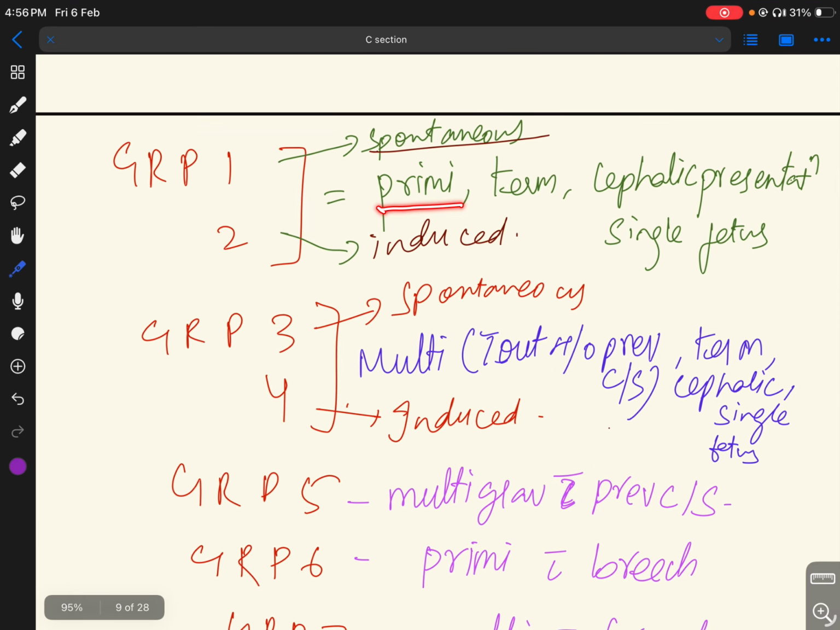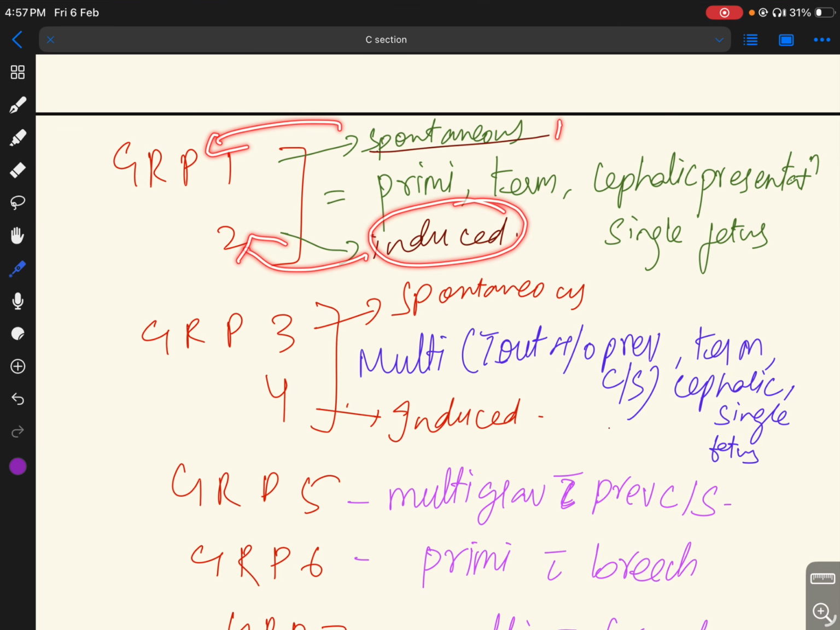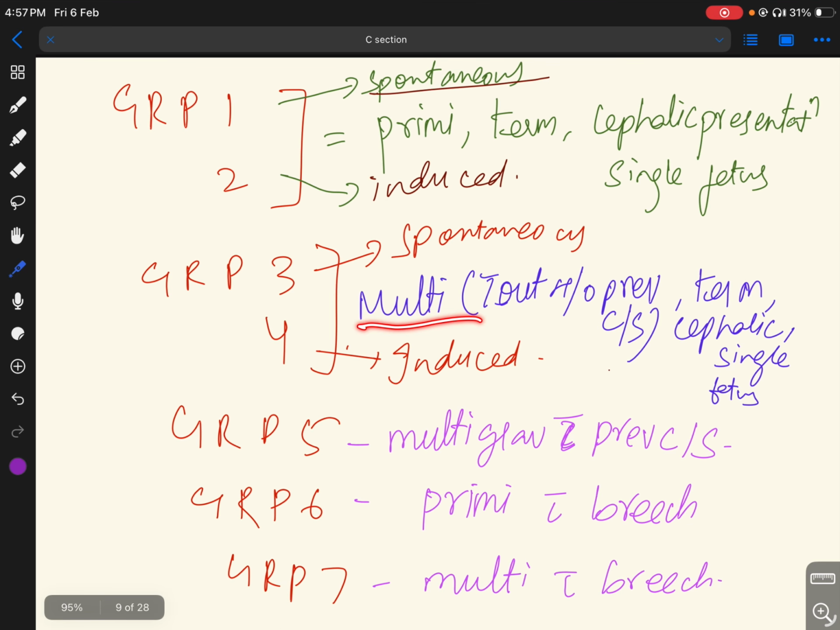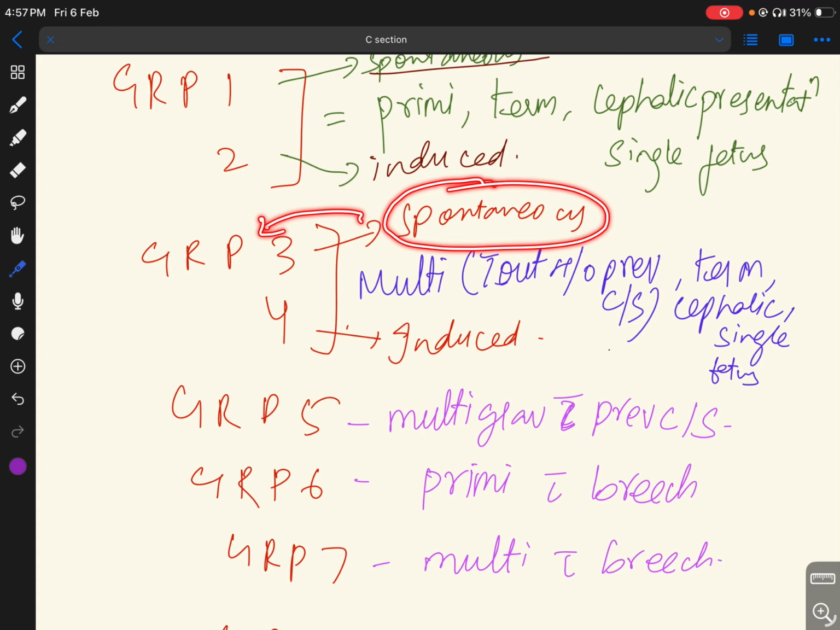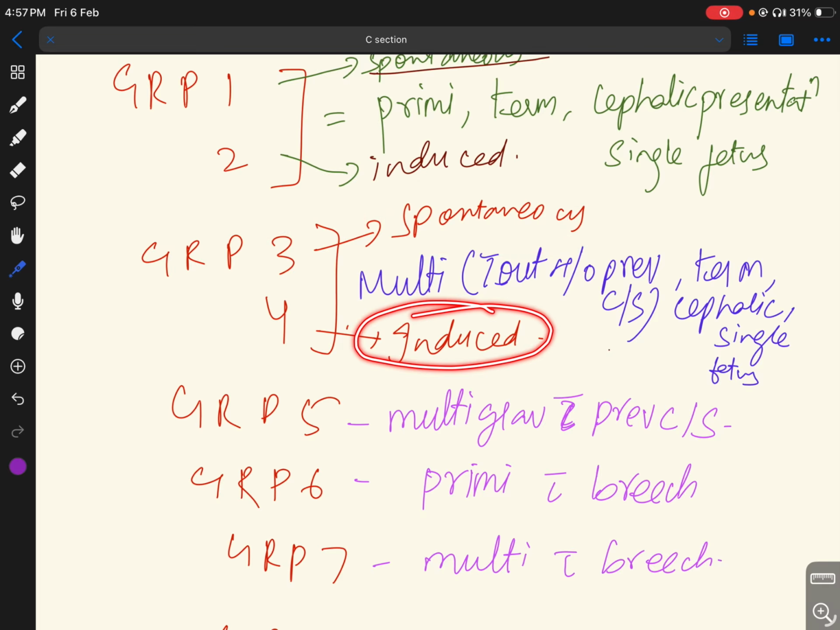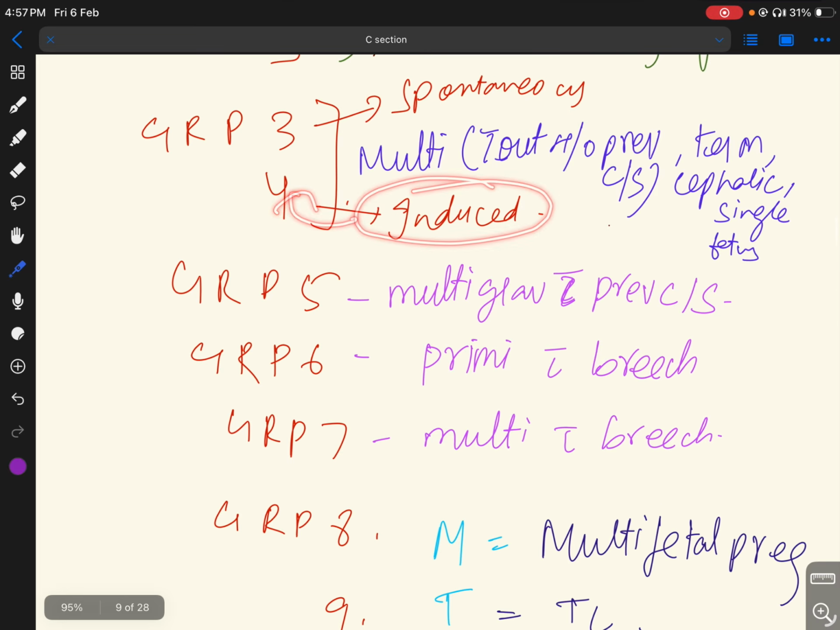So in case of primary, term, cephalic presentation with single fetus, if labor is spontaneous, it comes under group 1. If it is induced, it comes under group 2. In case of multiparity without previous history of C-section, term, cephalic and single fetus, if again it is spontaneous, it comes under group 3. If the labor is induced, it comes under group 4.